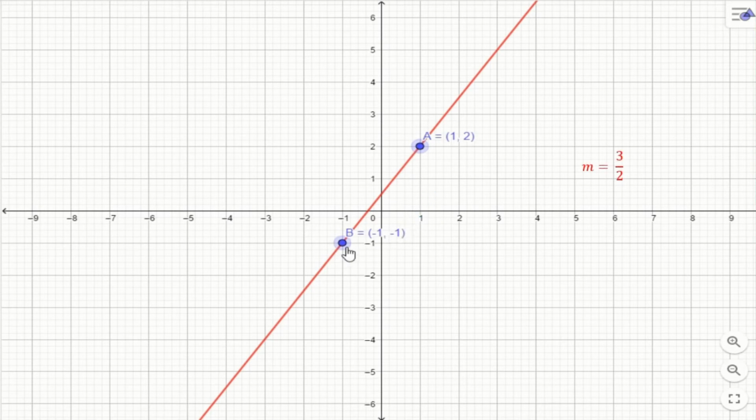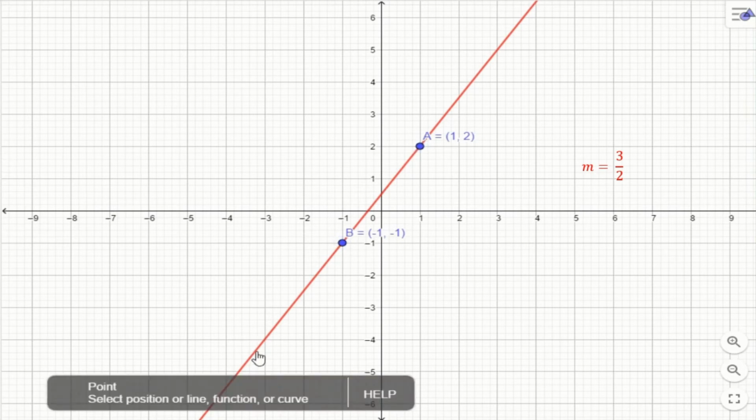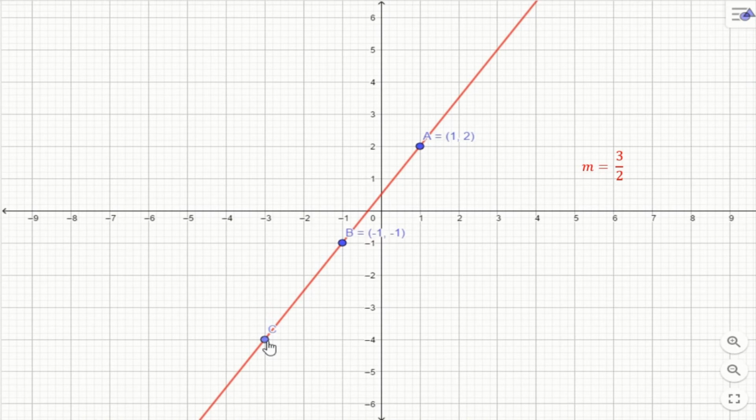So, pagka tinanong kayo ng teacher ninyo, what do you think will be the next point? So, from here, magka-count pa rin kayo ng 3 units. So, 1, 2, 3, and then 2 units ng run, 1, 2. So, here is your next point. So, dito ang ating next point, point C. In case lang naman na hingin sa inyo yung susunod na points.